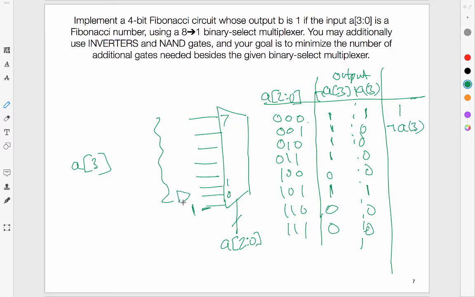Then line number 2 is the same thing, not A3. Line number 3, 011, same story. Next one is always 0, so this becomes 0. Next one is 1, this becomes 1. Next one is again 0 and a 0. Did I miss anything?